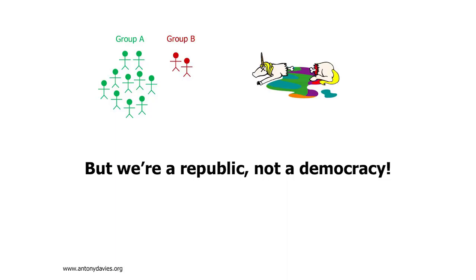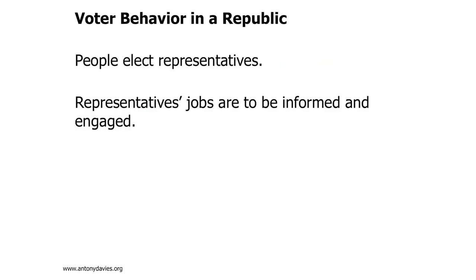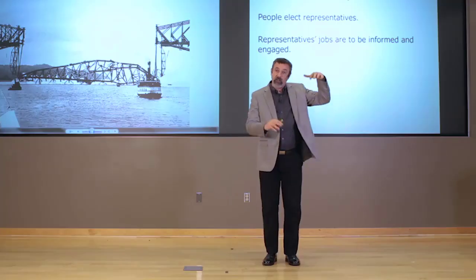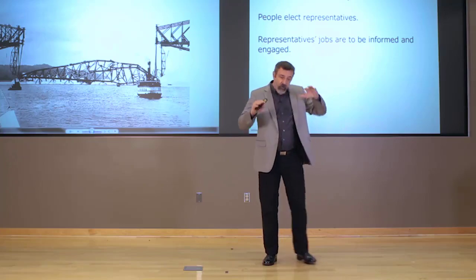Now you might say, yes, but we live in a republic, not a democracy. The whole point of a republic is to get around this information voting cost, and the way we get around it is by electing representatives. We understand that the voters don't have the time or the energy or the knowledge to study legislation. The information voting cost is high. Therefore, the voters will hire somebody to do that for them. We call this person a representative.